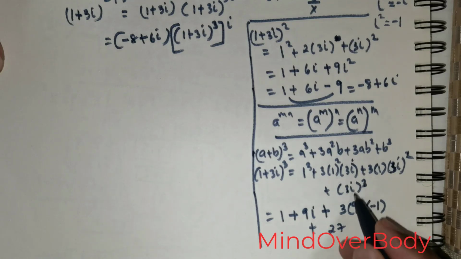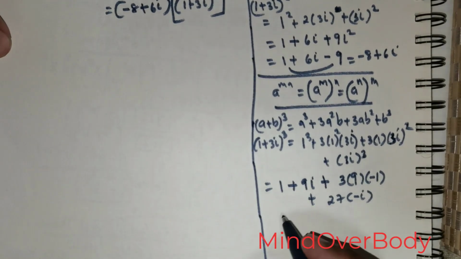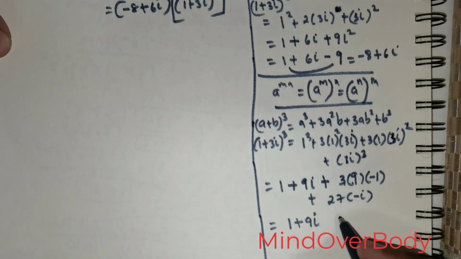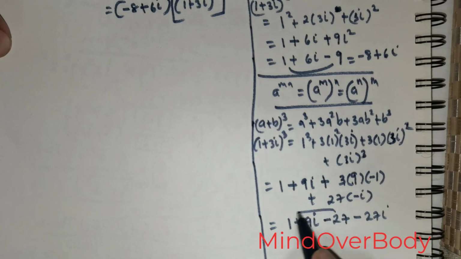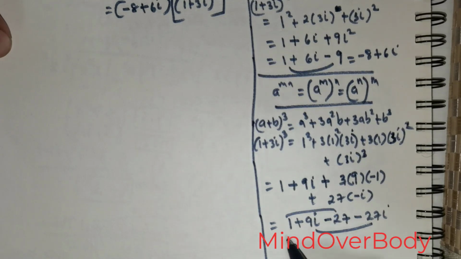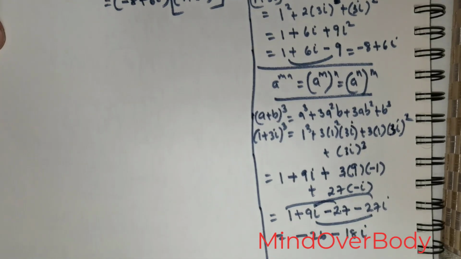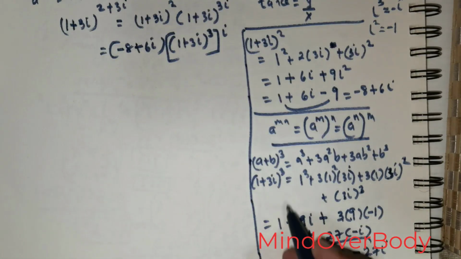So, i cubed value is going to be minus i. So this is what I've got. Now I can rewrite this as 1 positive 9i, and 9 times 3 is 27, negative, so this is going to give me negative 27i. I can add these two together, so this would give me negative 26, and this is going to give me negative 18i. So this is what I've got. So I can rewrite this quantity (1 + 3i) whole cubed with this.